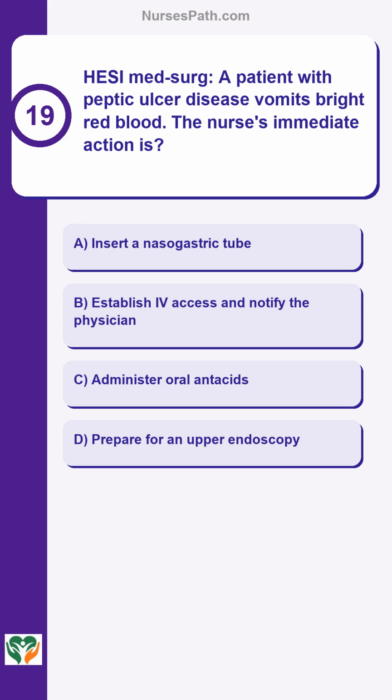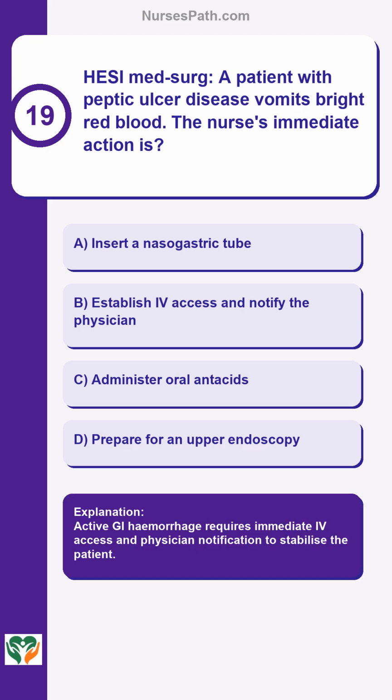Question 19. HESI Medsurg. A patient with peptic ulcer disease vomits bright red blood. The nurse's immediate action is: insert a nasogastric tube. Establish IV access and notify the physician. Administer oral antacids. Prepare for an upper endoscopy. Active GI hemorrhage requires immediate IV access and physician notification to stabilize the patient.